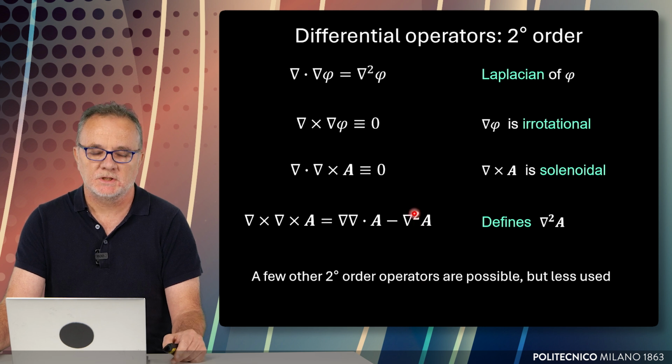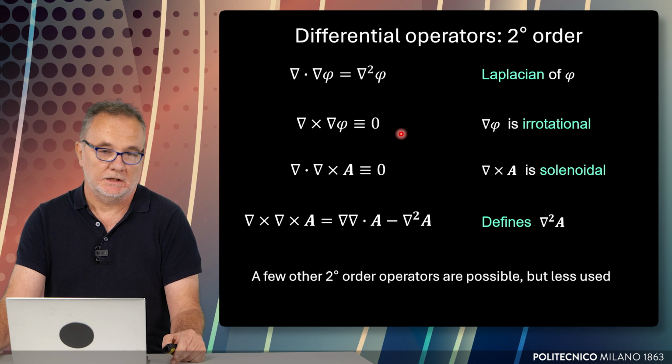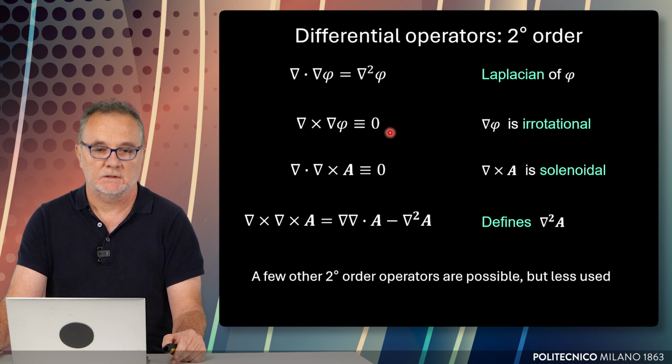We can also have second-order operators, obtained by applying twice our first-order operators. For instance, we can apply the divergence to the gradient, and the result is the Laplace operator, or Laplacian. It's very important, for instance, in electrostatics. We can apply the curl to the gradient, and we obtain zero, because it's an identity. The curl of the gradient is always zero, independently of the scalar field phi.